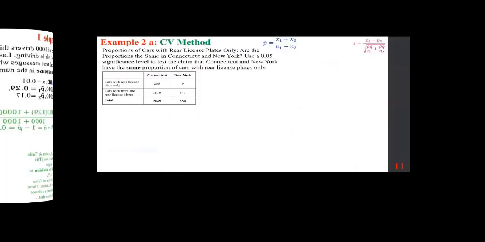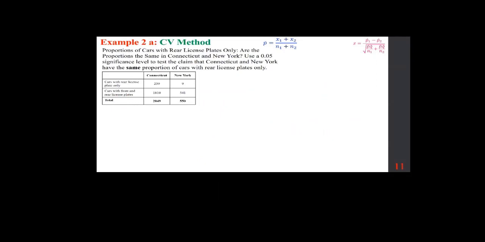it was last year. CV method is short for critical value method, also known as standard method or traditional method. Proportions of cars with rear license plates only. Are the proportions the same in Connecticut and New York? Use a 0.05 significance level to test the claim that Connecticut and New York have the same proportion of cars with rear license plates only. Clearly, the question is indicating proportion.